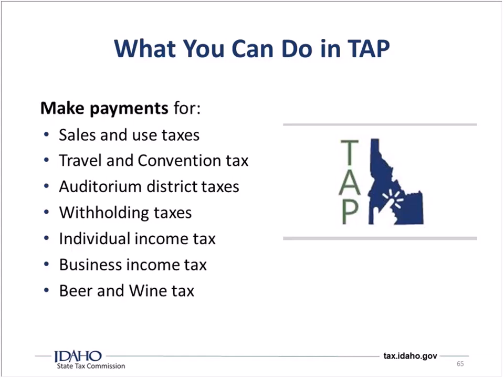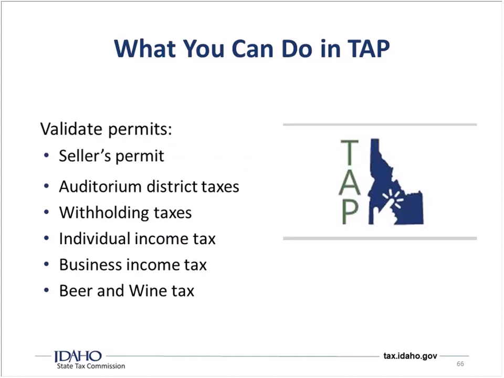You can also make payments. So if you need to make payments for sales and use taxes, or travel and convention taxes, or those auditorium district taxes, withholding, if you need to make payments for individual income taxes, you can do so in TAP. Your business income taxes, you can make payments. If you need to make payments for beer and wine taxes, you can do so.